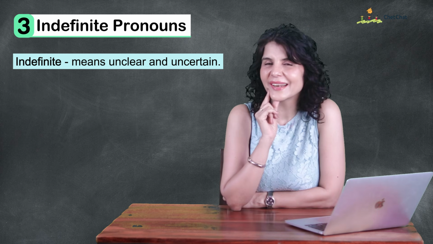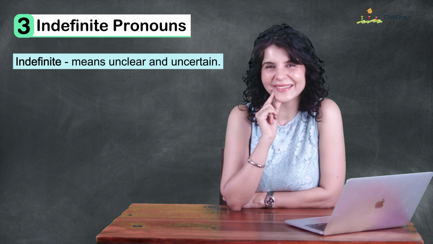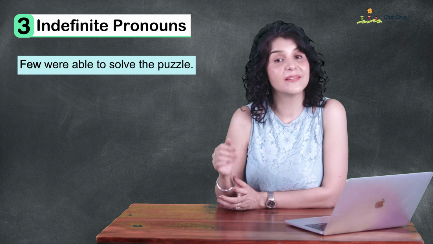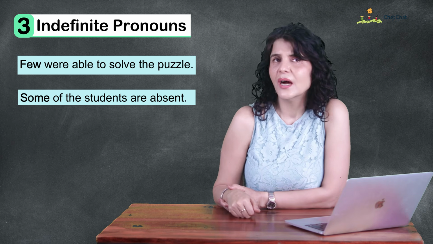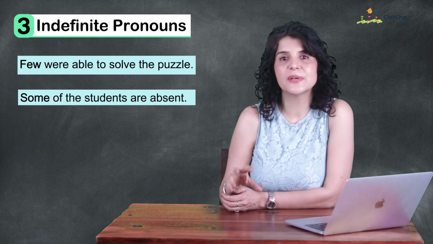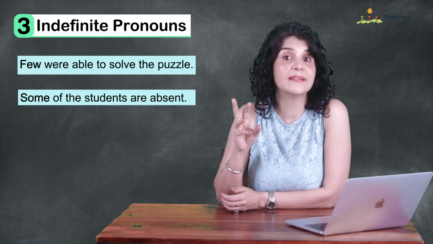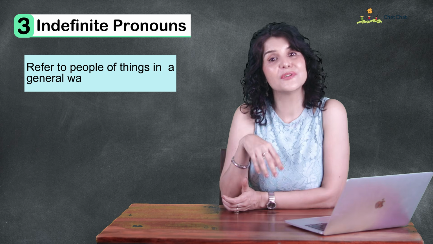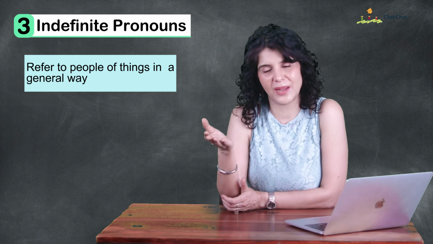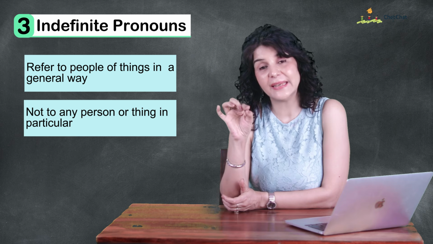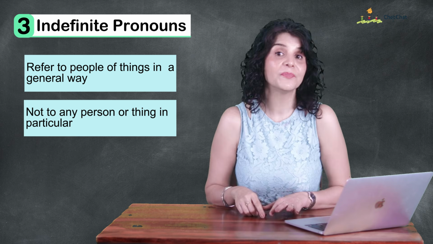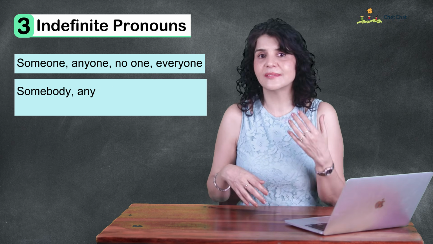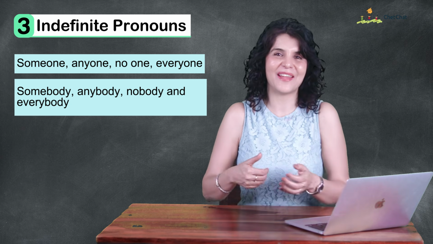Now, are you unclear what this means exactly? Let's take examples. Few were able to solve the puzzle. Some of the students were absent. We know maybe 3 or 4 students are absent, but it does not tell us specifically how many exactly and which students are being spoken of. Indefinite pronouns refer to people or things in a general way, not to any person or thing in particular. Example, someone, anyone, no one, everyone, somebody, anybody, nobody, and everybody.